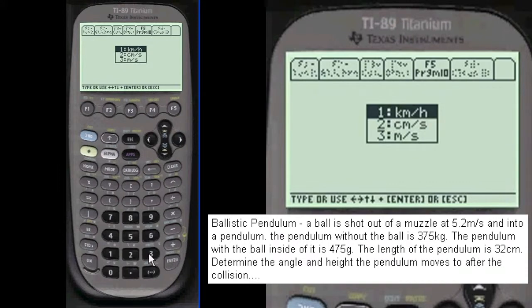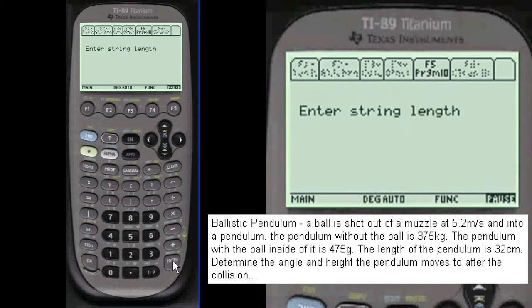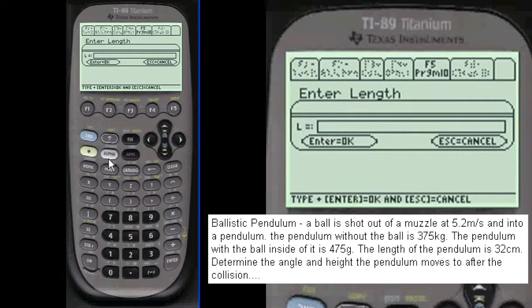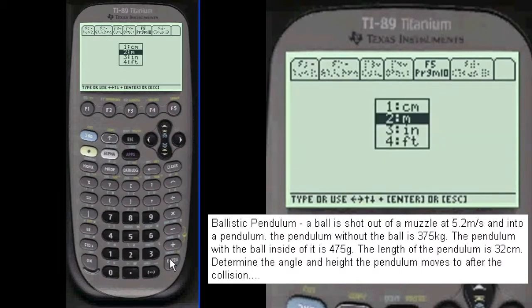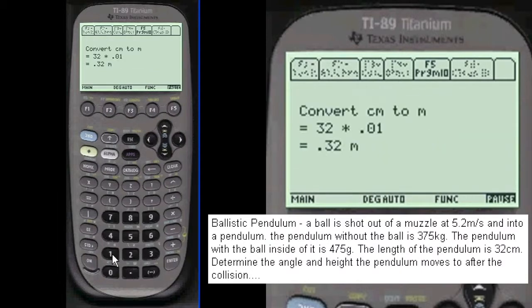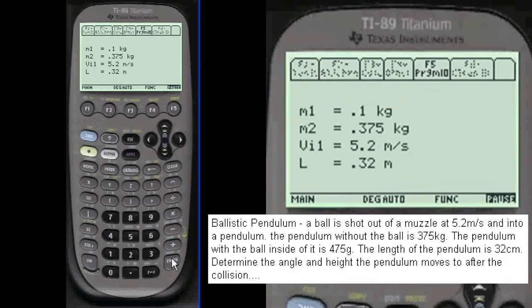Number 3. And we're going to enter the string length, alpha 32 centimeters, number 1. I always show you what you've entered. You can change it if you want. We say it's okay.